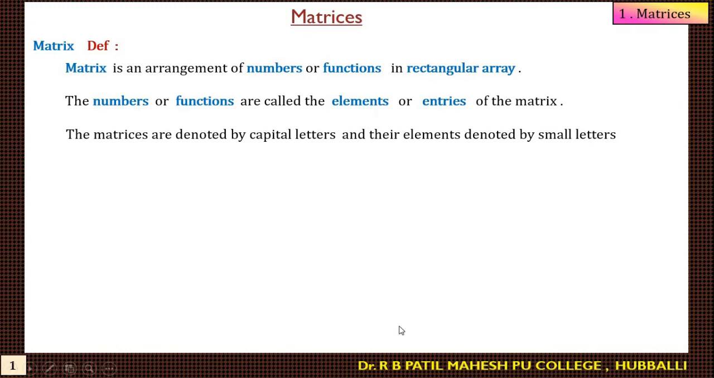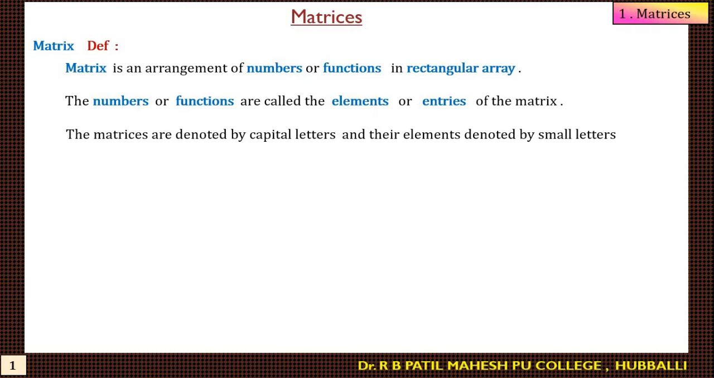Dear students, if I arrange any numbers or functions in a systematic order in a rectangular array, that array is called nothing but a matrix. And that matrix is denoted by capital letters. A is one matrix, B another matrix, like that we denote. And the numbers or functions, whatever we use in that, are called entries or elements of the matrix.